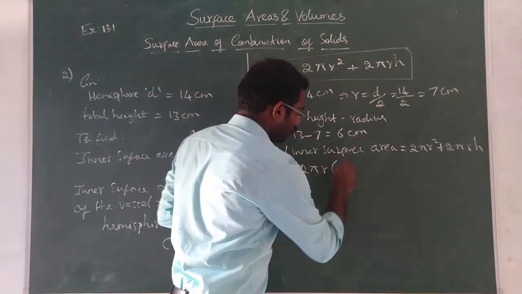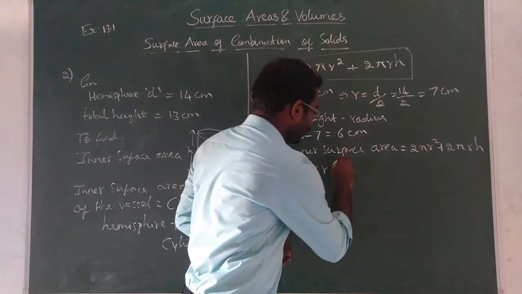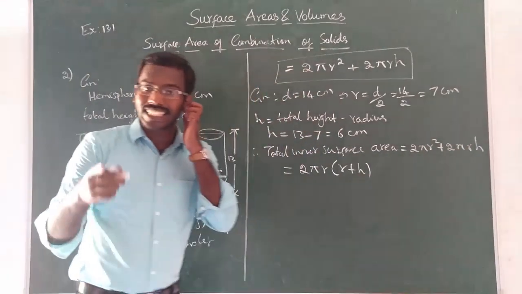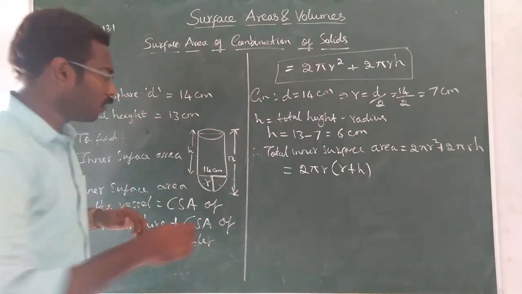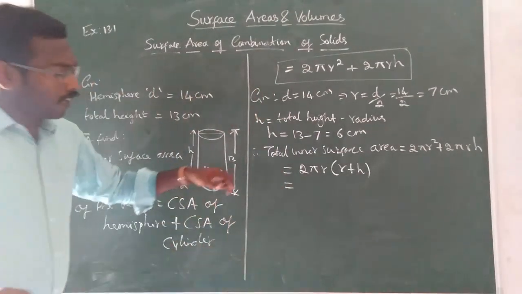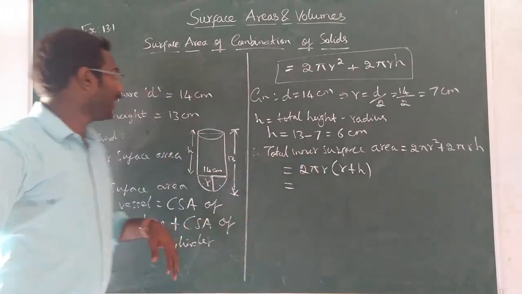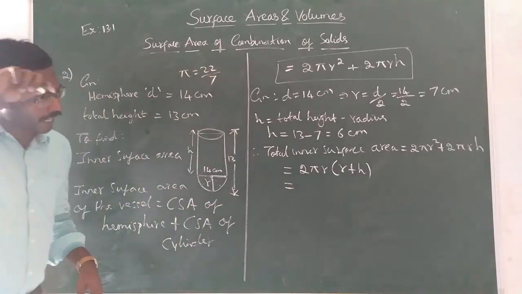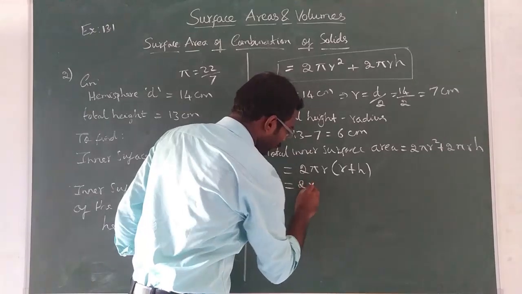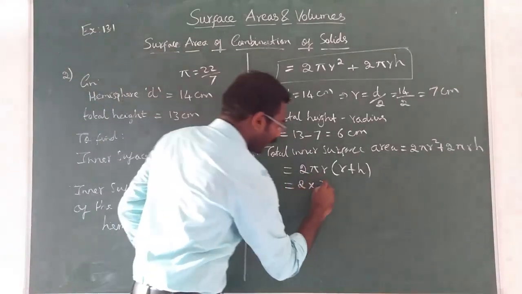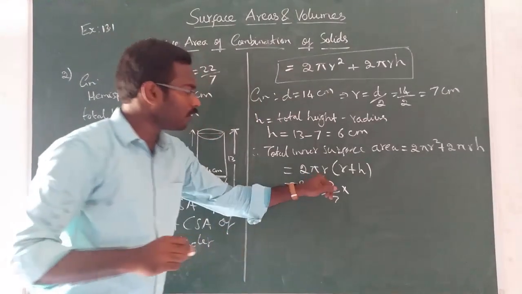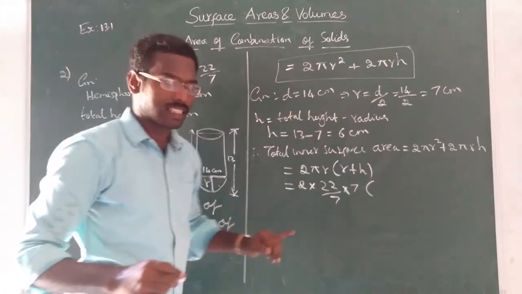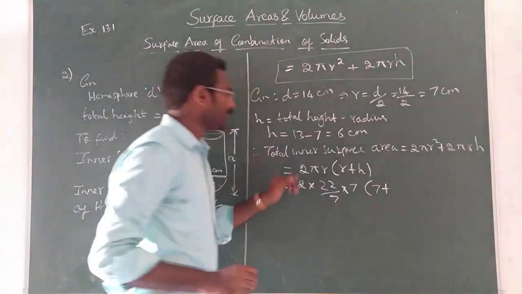Then remaining, here one r is there, here one h is there. Understood or not? Is it clear? Okay. Now, in the exercise beginning itself, it is given that you have to take the pi value as 22 by 7. Therefore, the value is equal to 2 into 22 by 7 into r plus h. The r value is already given as 7. So 7 into r, which is 7, plus h.